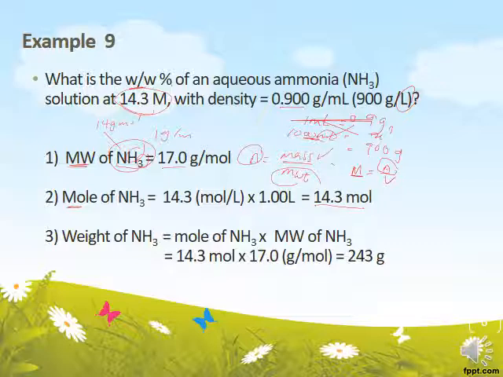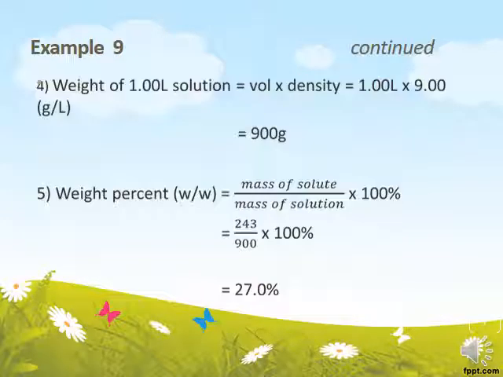Okay, so now number of mole 14.3 times molar mass, which is 17 gram per mole, we will end up getting mass. Once we get mass, we can solve this question, weight over weight percent. So this is weight. Use the density given just now, and then convert it to the relevant unit, which is 900 gram.